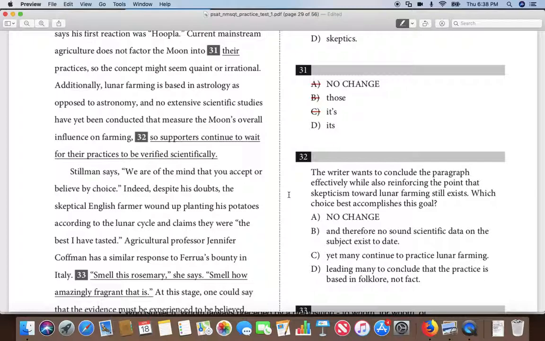We have to effectively conclude the paragraph and reinforce the point that skepticism toward lunar farming still exists. Let's read the underlying portion again. So supporters continue to wait for their practices to be verified scientifically. Does that conclude the paragraph effectively and reinforce the point? It doesn't show much skepticism. It may be a reason why some people might be skeptical, but those are different things. It's not reinforcing the point that skepticism still exists. I'm not a big fan of A. Do we want to eliminate it or keep it? I think we can eliminate it. It just doesn't do the second half. Go ahead and read B.